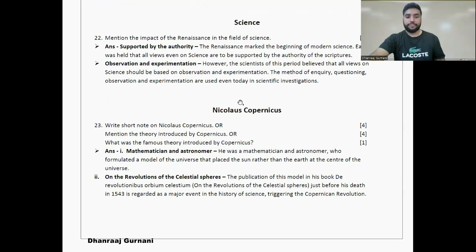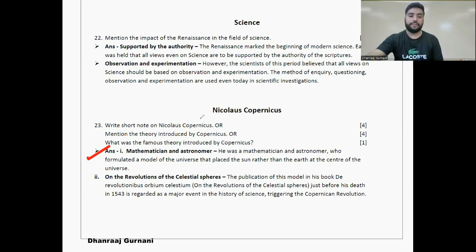Let's see again an important contribution. Just like we did Shakespeare in the field of literature, here we are doing a very important scientist once again, Nicholas Copernicus, a very important short question. 6 points. First one, mathematician and astronomer. He was a mathematician and astronomer.